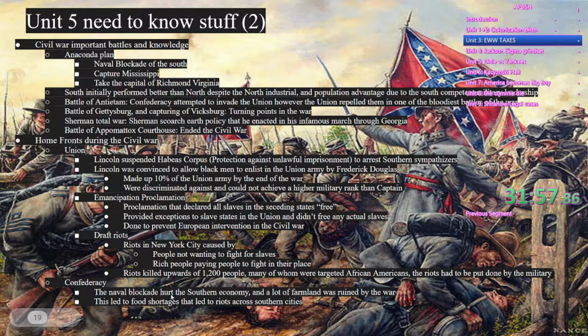The naval blockade hurt the Southern economy, and a lot of farmland was ruined by the war. This led to food shortages that led to riots across Southern cities.